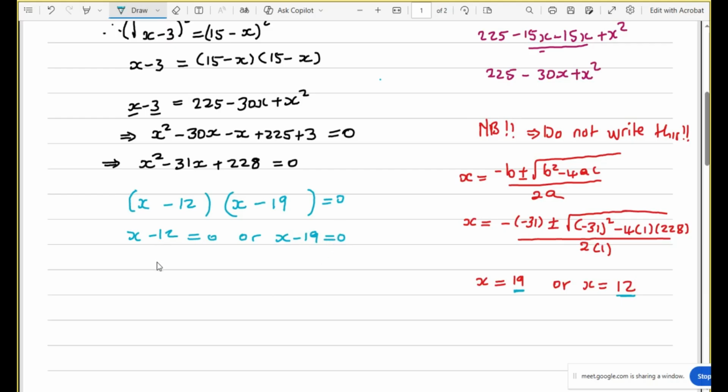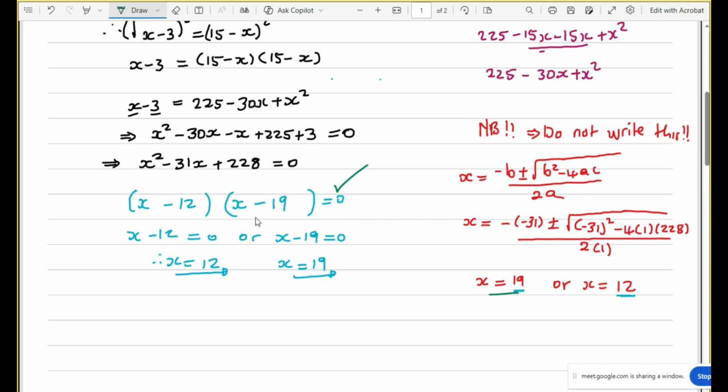Then transpose x to the other side. This is x is equal to 12, which is what you got on your quadratic equation. X is equal to 19, which is what you got on your quadratic equation. Guys, the reason I'm saying don't show this on your calculator is because in most cases, there's a mark for these factors. So do not show the quadratic formula, but use that quadratic formula to find your factors. There's a mark for factorizing this problem, okay?